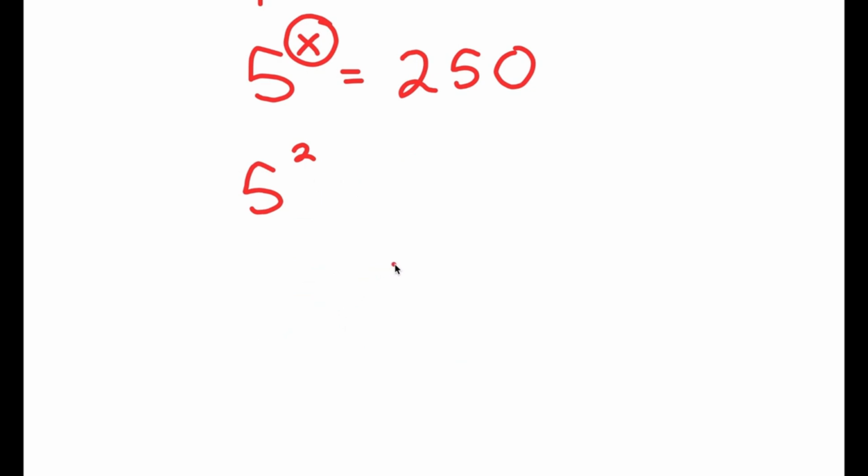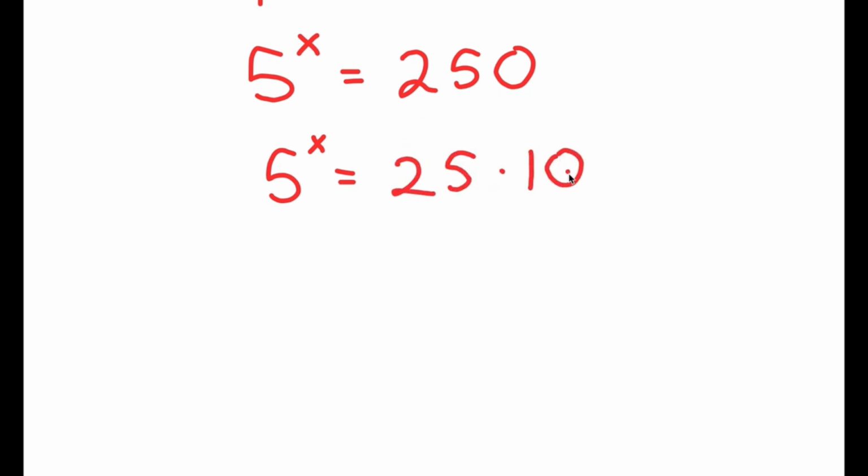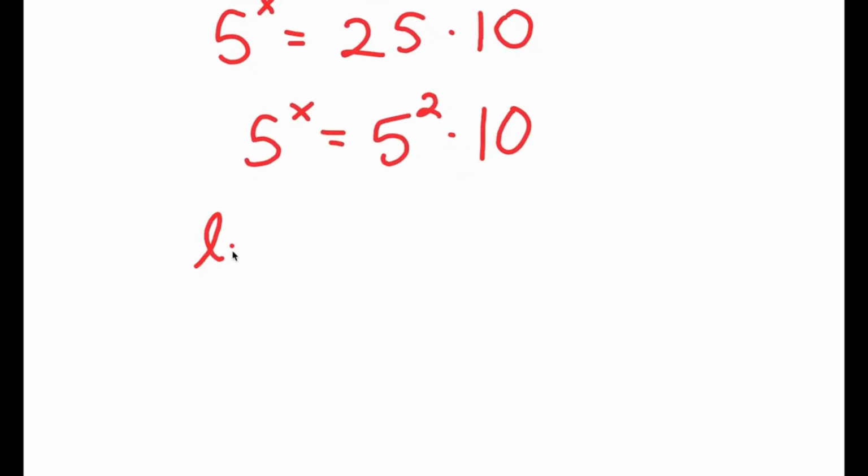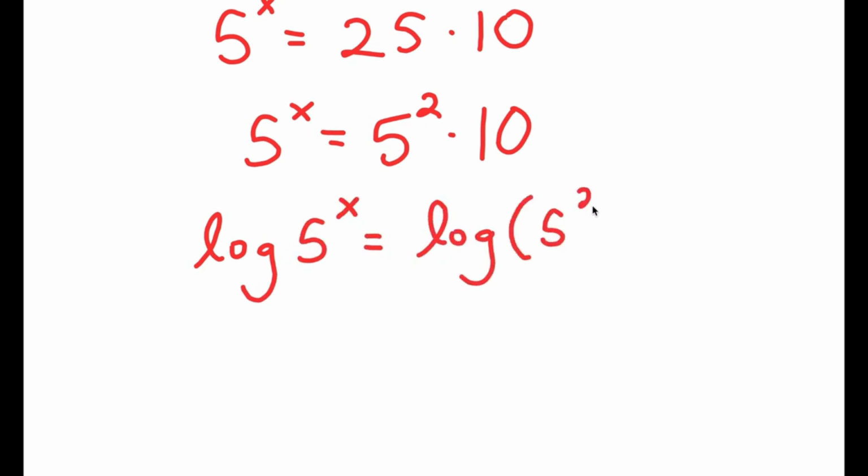Now, to actually find the exact value of x, not just an estimate, what we're going to do is rewrite 250 as 25 times 10. And the reason I did this is because 25 is the same thing as 5 squared. So I get 5 squared times 10. And now I'm going to take the log on both sides. So I get log of 5 to the power of x is equal to log of 5 squared times 10.